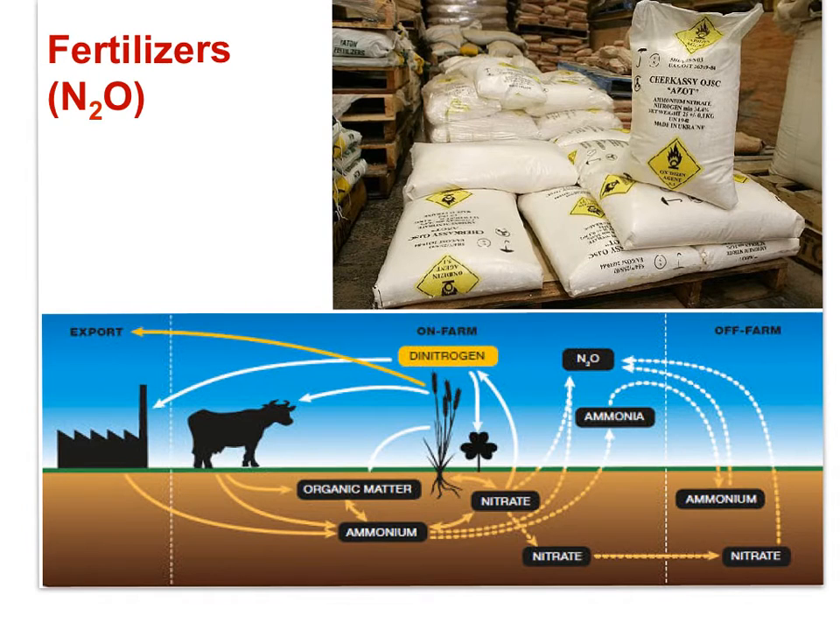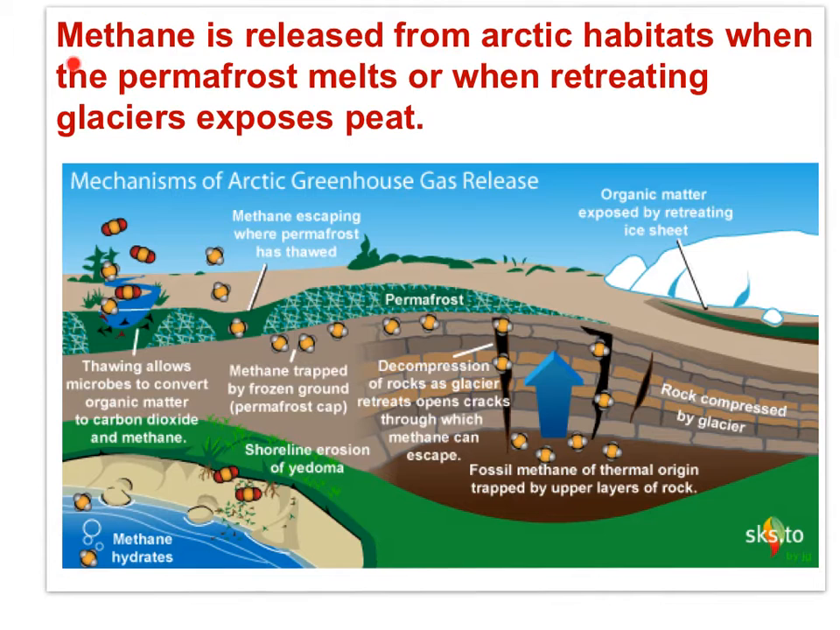The use of fertilizers in agriculture results in nitrous oxide, N2O, dinitrogen oxide, which is also a greenhouse gas. Methane is released from Arctic habitats when the permafrost melts, thus resulting in the release of methane to the atmosphere. Or methane is released when the glaciers retreat, exposing peat, resulting in methane released to the atmosphere.